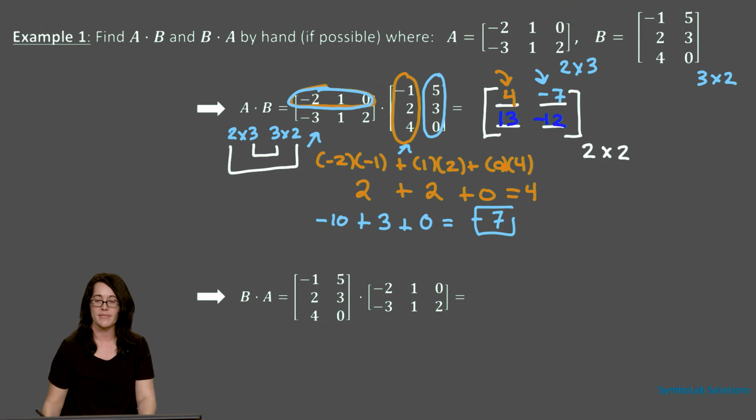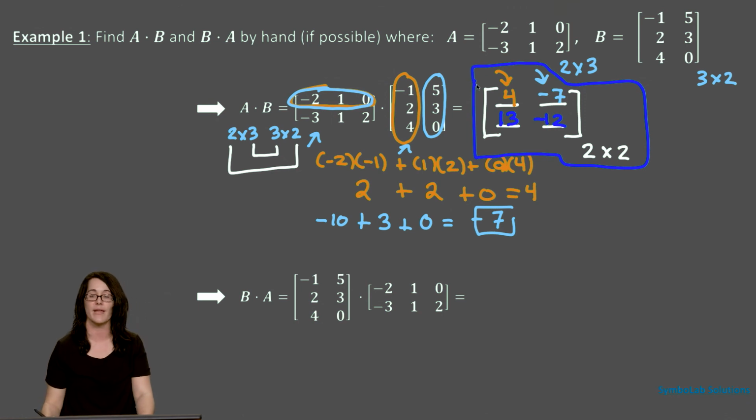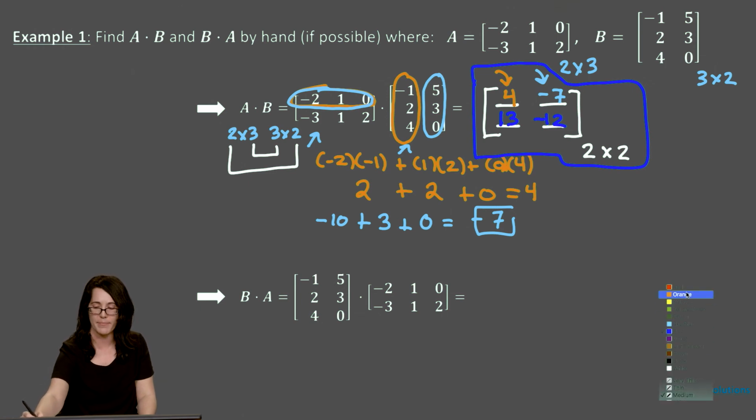Now let's talk about the second one. So that is the answer for A times B, a nice 2 by 2 matrix with row 4, -7 and row 13, -12. But what about B times A here? Let's see what would happen.